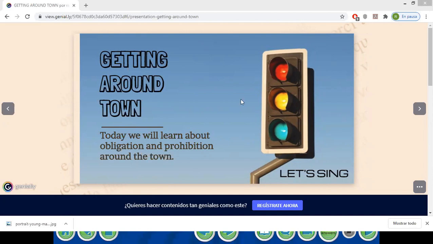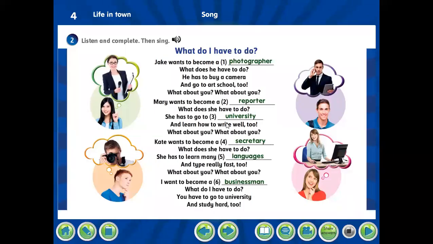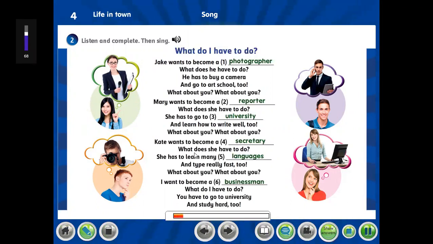Mary wants to become a photographer. What does I have to do? Remember our song? We are going to listen and sing, okay? Only to remember the obligation. Have to, has to, okay? Listen, please, and sing. Two, listen and complete, then sing. What do I have to do? Let's sing, okay? Let's sing. Open your microphones.